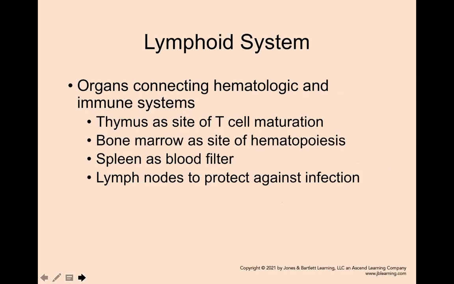So the lymphoid system is the organs connecting the hematological and the immune systems. The thymus is the site of T cell maturation. The bone marrow is the site of hemopoiesis, and the spleen is the blood filter. The lymph nodes protect against infection. Also part of this is the tonsils and the adenoids.